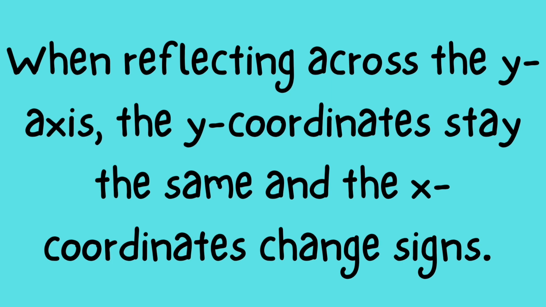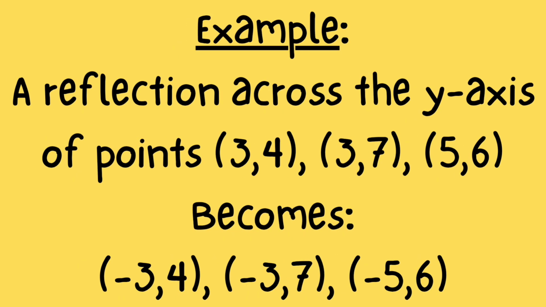When reflecting across the y-axis, the y-coordinates stay the same and the x-coordinates change signs. For this example, a reflection across the y-axis of points (3, 4), (3, 7), (5, 6) becomes (-3, 4), (-3, 7), and (-5, 6).